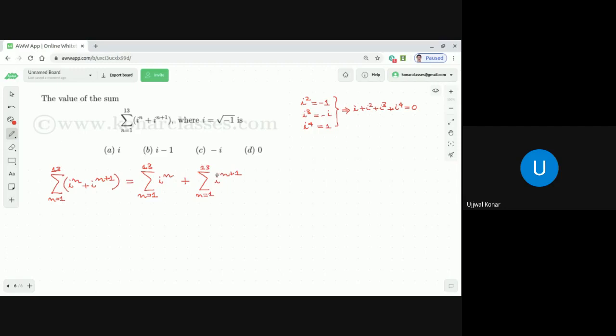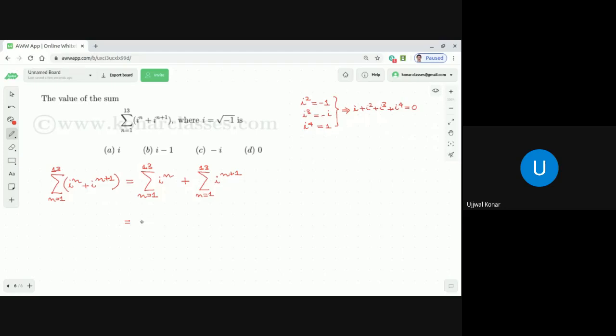Now if you see, dear students, the sum of i^n for n equal to 1 to 13, how are we going to compute it? We are going to compute it as i^1 plus i^2 plus i^3 plus i^4, that is equal to 0. Then i^5 plus i^6 plus i^7 plus i^8, that is also 0. So if you make clubs of 4, 4, then till i^12 you will get 0. I hope you are getting my point, dear students.